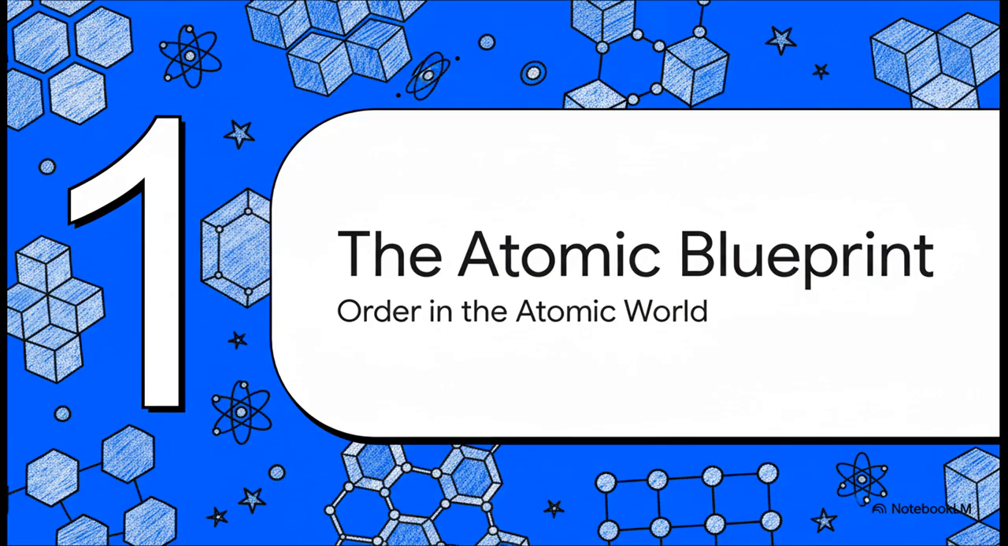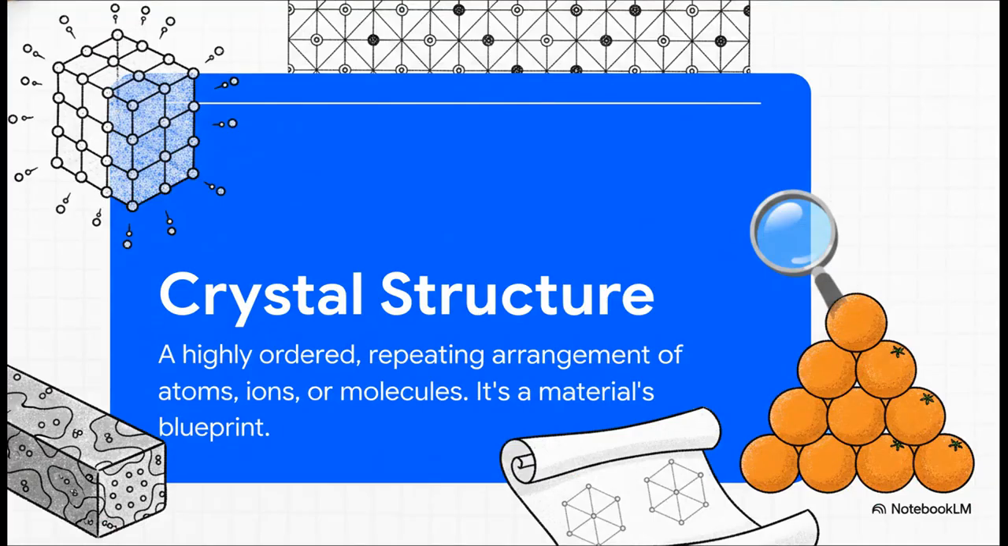So before we can really appreciate the flaws, we have to understand the perfect plan. Let's start with the ideal, the perfectly ordered universe inside of a crystal. You see, every crystalline material, from a tiny grain of salt to a huge steel beam, has what we call a crystal structure. It's this endlessly repeating 3D pattern of atoms. The best way to picture it is like atomic wallpaper, or maybe like those perfect pyramids of oranges you see at the grocery store. This is the material's fundamental blueprint.